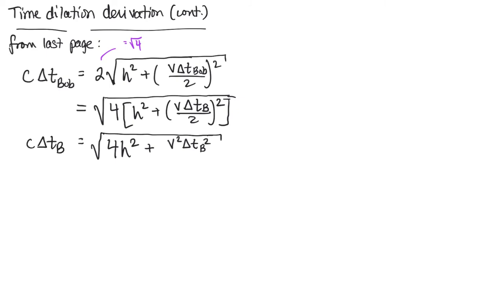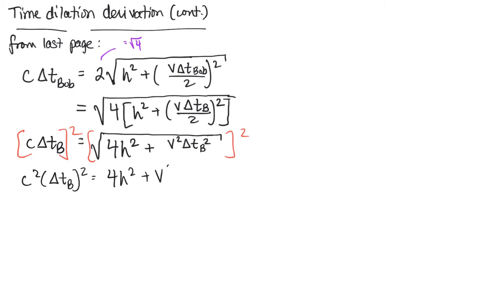And now I'm going to square both sides. Okay, so I'll take this side and square it, and I'll take this side and square it, and I'll write the result. We got c squared delta t Bob squared is equal to 4h squared plus v squared delta t Bob squared. Okay. And this is one of those things where the equations start to look worse before they start to look better. We're actually headed towards a really nice, clean result. We're almost there, but not quite. So we have one more step. Well, a few more steps, not just one.